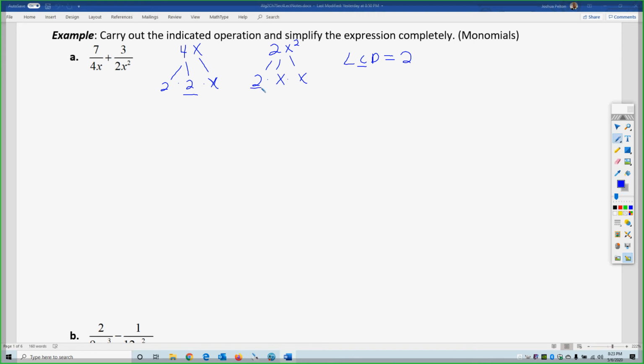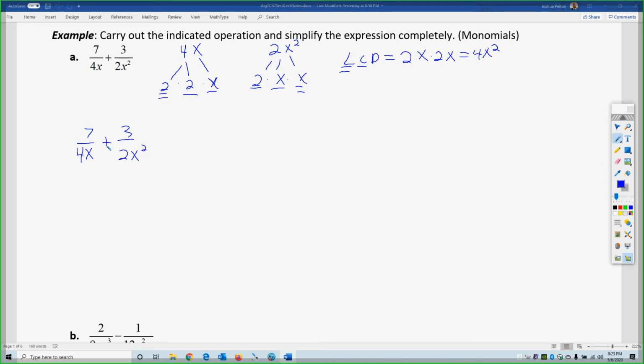Okay, so they have a 2 in common, and they have an x in common. What's left over is a 2 and an x. So that gives me 4x squared. So that is my lowest common denominator. So I'll rewrite my problem now: 7 over 4x plus 3 over 2x squared.